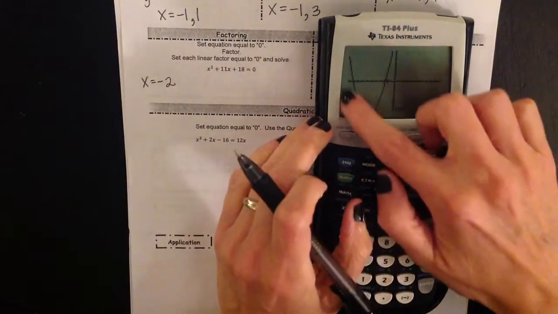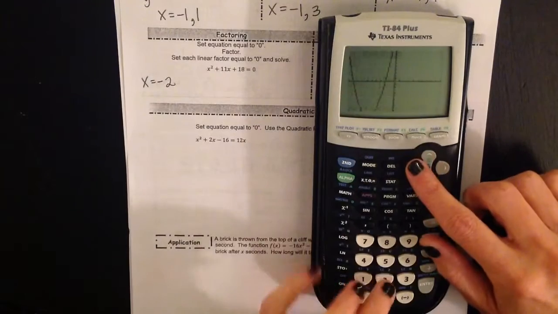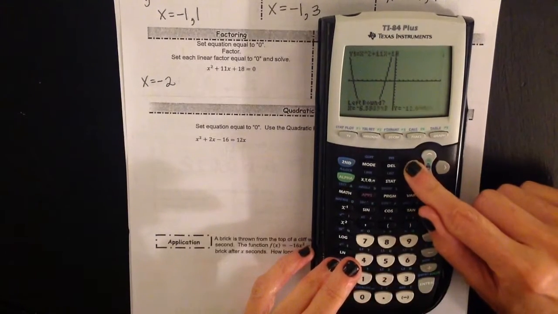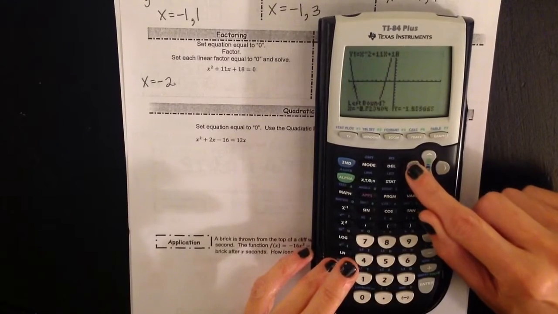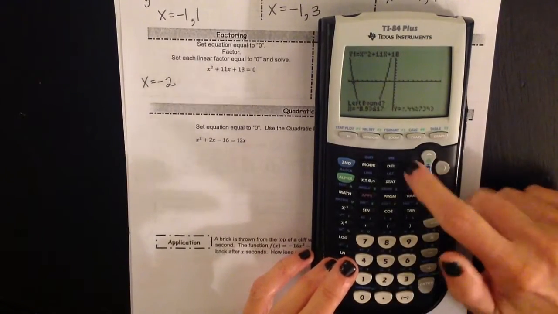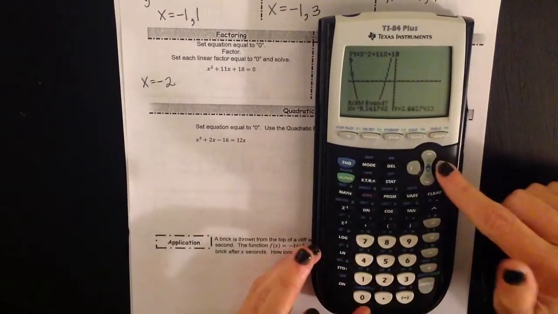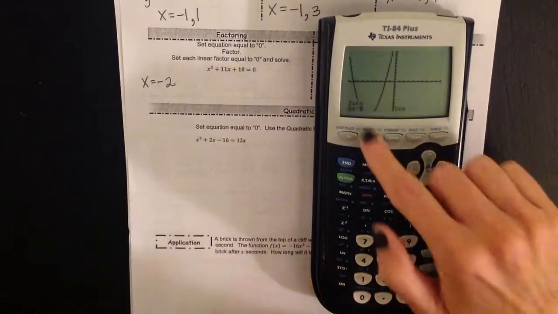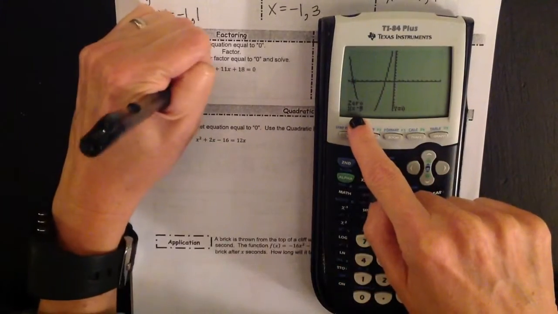And now I've got to go all the way around over here. So I'm going to do second trace 2. Cursor. There we go. Okay. That is about as close as I can get. So now I'm going to go left twice, lock in. Go back to where I was. Now I'm going to go right twice and lock in. And negative 9.